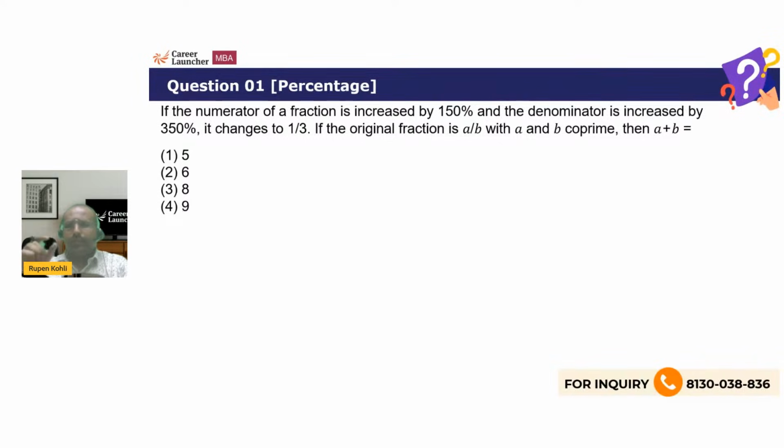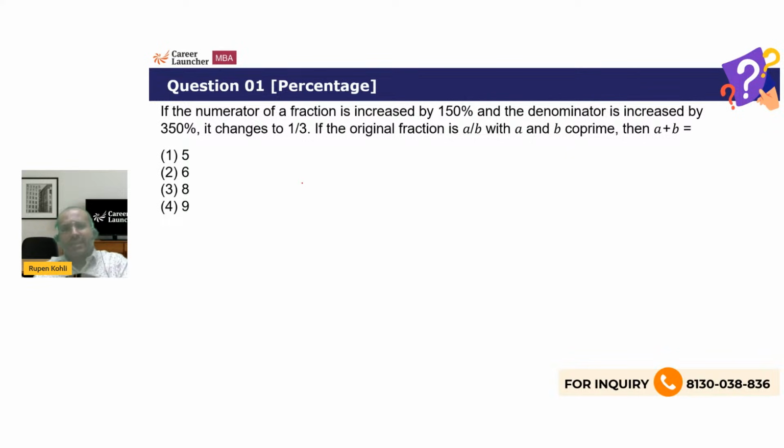I'll give you a few seconds to try this. All right, so the few seconds are over. Please share your answers if you're getting them. Now, it's a very basic question. Numerator is increased by 150%, denominator is increased by 350%. It changes to 1 by 3.